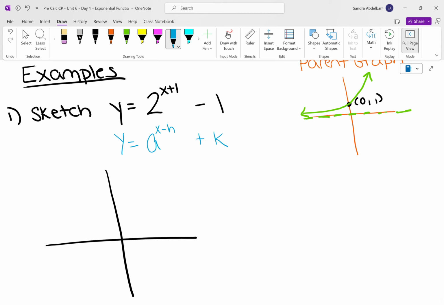So now let's get that on a graph. Our original key point was 0, 1. And now we're taking that key point, and I'm going to shift it 1 unit to the left and 1 unit down, which brings us to the point -1, 0.